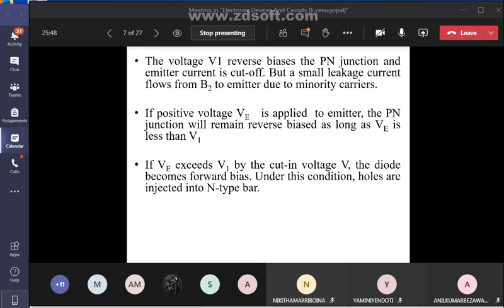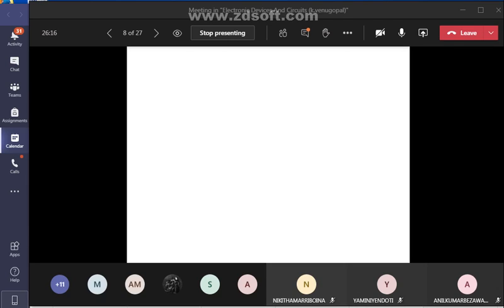Second point, if positive voltage is applied to emitter, the PN junction will remain reverse biased as long as VE is less than V1. If VE exceeds V1 by the cut-in voltage, the diode becomes forward biased. Under this condition, holes are injected into the N-type bar. The holes are repelled by B2 and are attracted by B1.